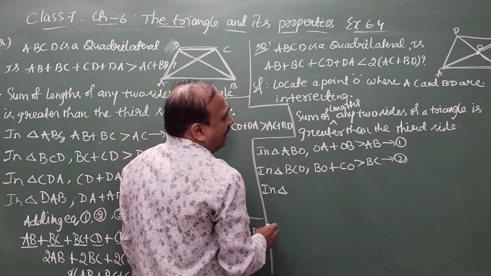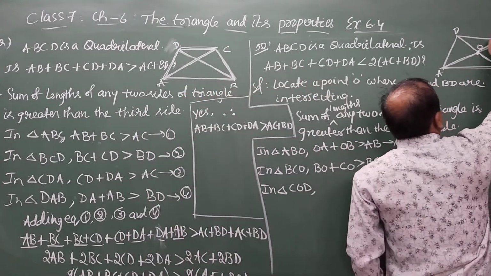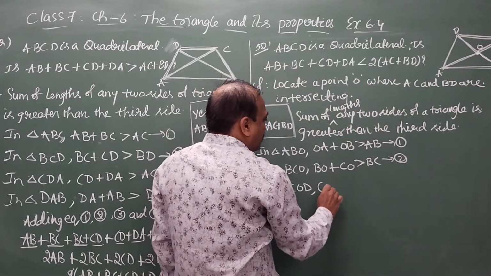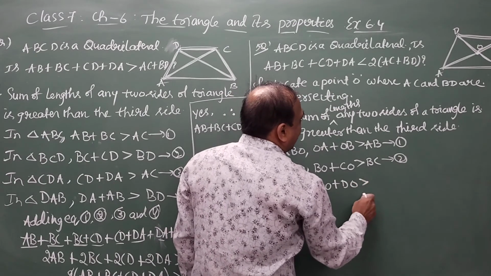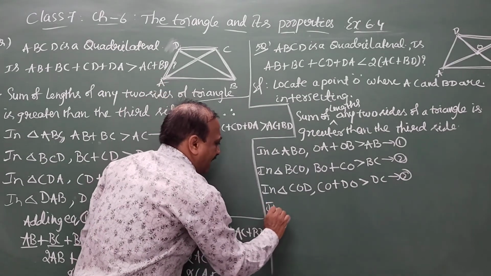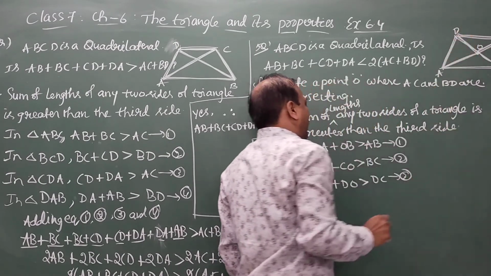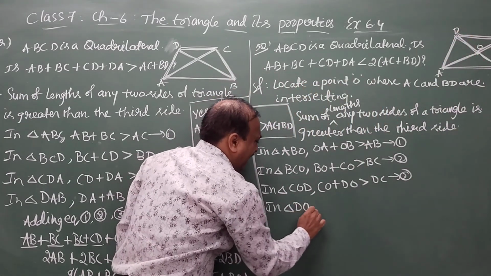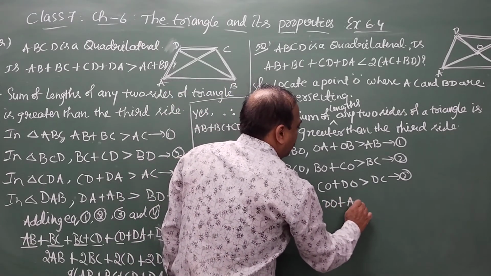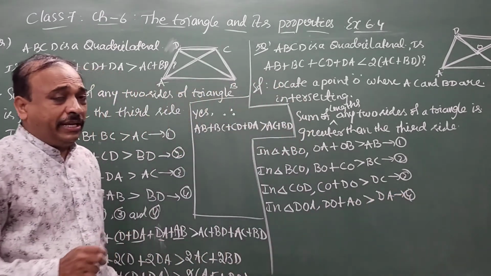Similarly, in triangle COD, or CDO, in that CO plus DO is greater than DC. Let this be equation 3. Similarly, in triangle DAO, or DOA, DO plus AO is greater than DA. This is equation 4.